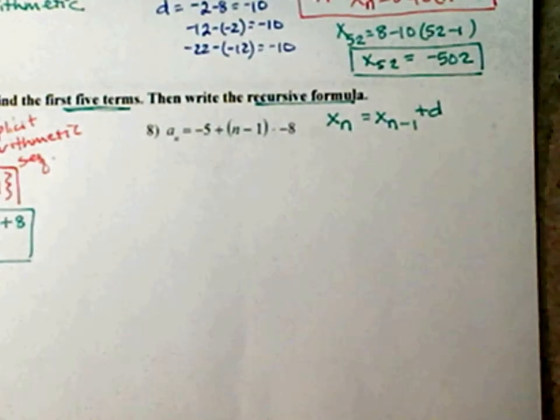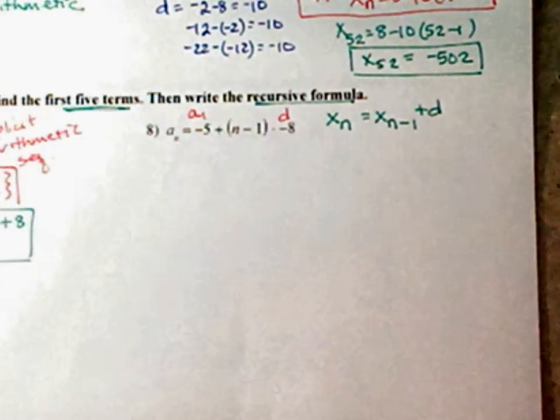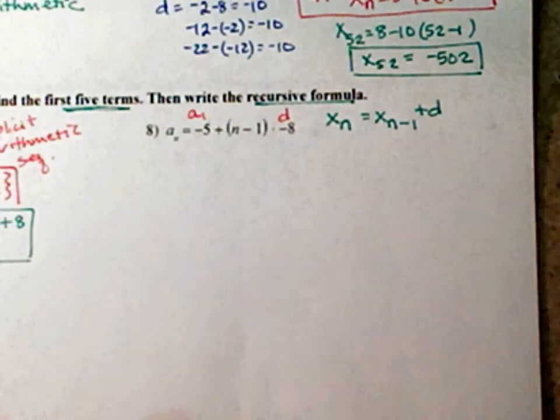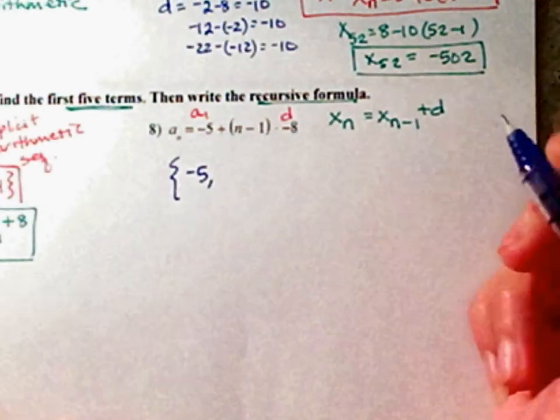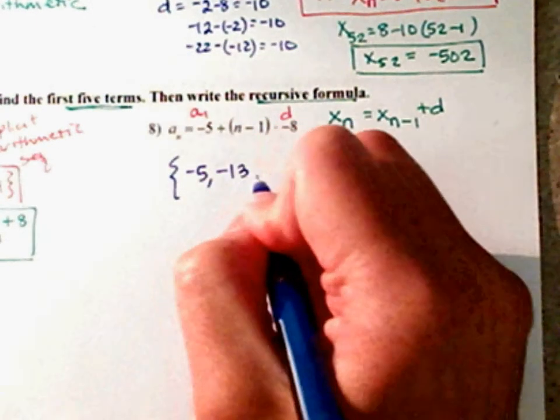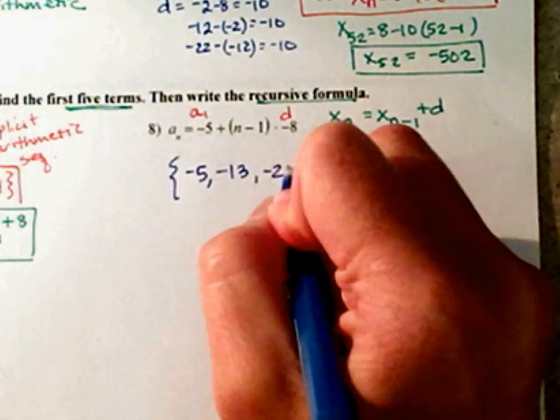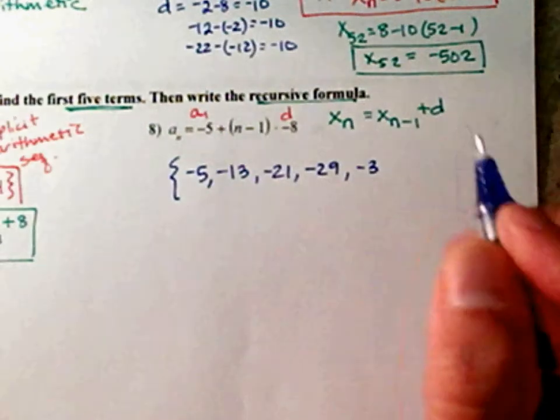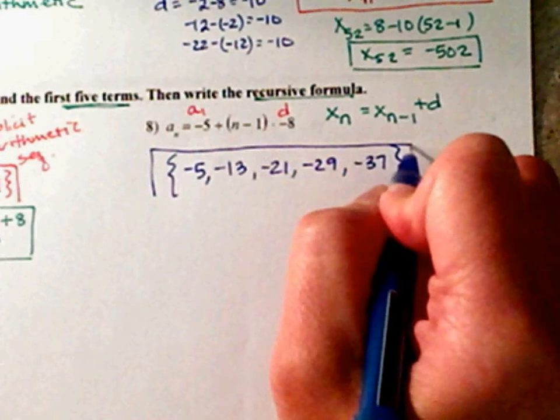Okay? This is your d, and here is your first term. I sometimes use a of 1, sometimes use x of 1. It's the same thing. All right, let's go ahead and find our first 5 terms. Starting with negative 5, and I'm taking 8 away every time, so negative 13, minus 8, negative 21, minus 8, negative 29, minus 8, negative, let's say 37. Okay? So there's your first 5 terms.